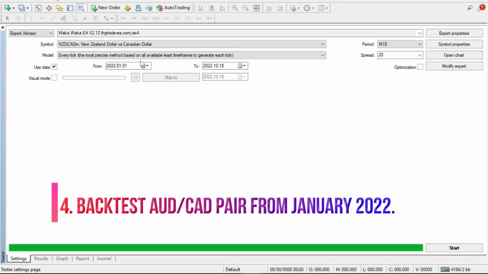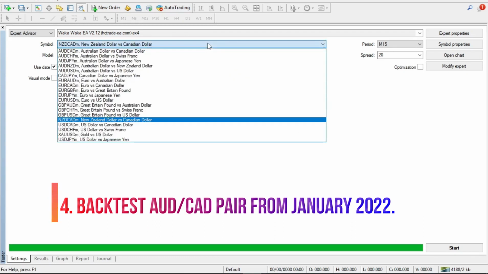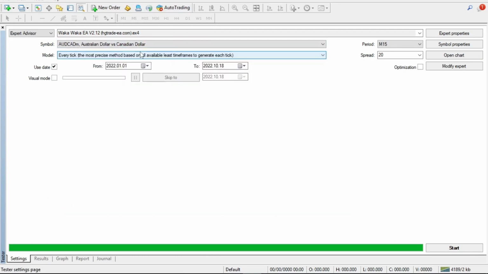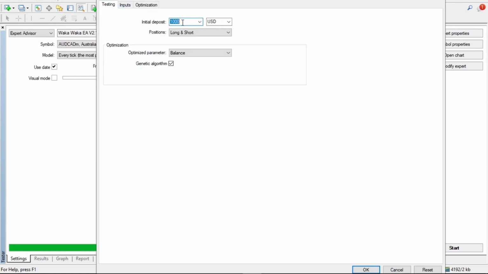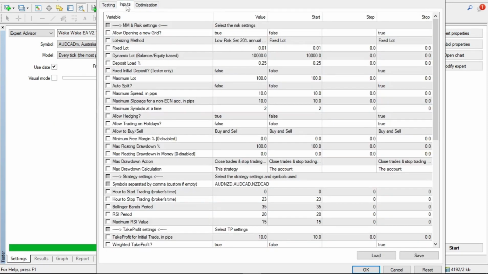Four. Backtest Australian dollar to Canadian dollar pair from January 2022. I will try to backtest the Australian dollar to Canadian dollar pair with time frame M15, spread 20 and capital $1,000. For the settings I will leave the default.